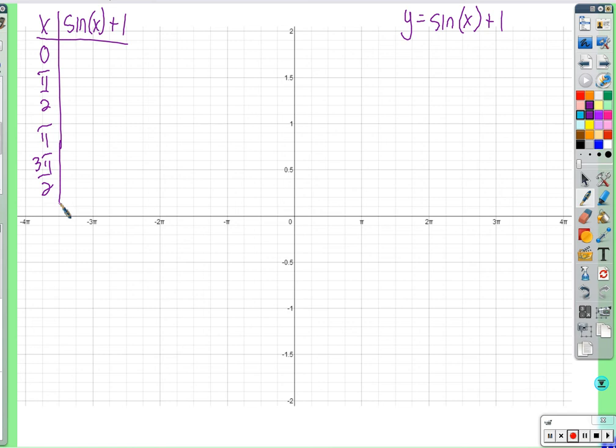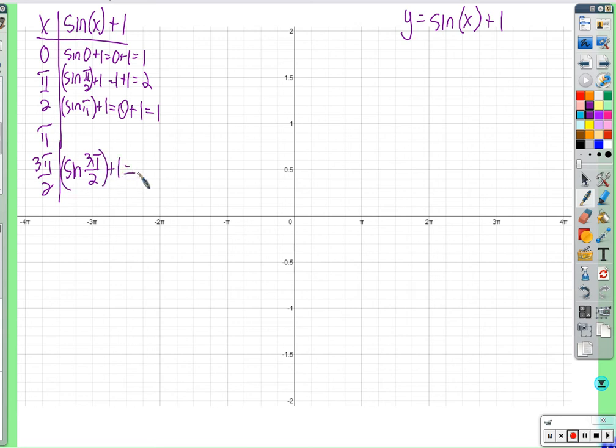Okay, let's take a look real quick then. What's the sine of 0? 0. It's 0, and then we add 1, that's 0 plus 1, so that's 1 instead of 0. And what's the sine of pi over 2? 1. That's 1 plus 1 is 2. What's the sine of pi? 0 again, plus 1 equals? 1. Sine of 3 pi over 2?